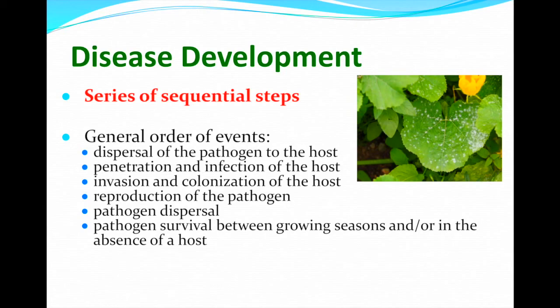So, general order of events in disease development. What has to happen and generally when before we get disease? First of all, you've got to have the pathogen get to the host. Did it get vectored there by an insect? Did it get washed there during a rainstorm? Did I carry it on my hands? Or was it in the seed? Many potential issues there for dispersal of the pathogen to the host, but to get disease, you've got to get the pathogen to the host in the right environmental conditions.